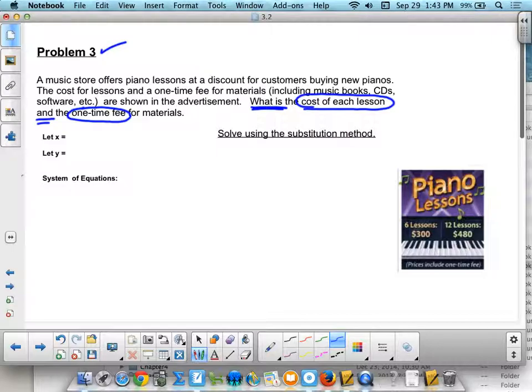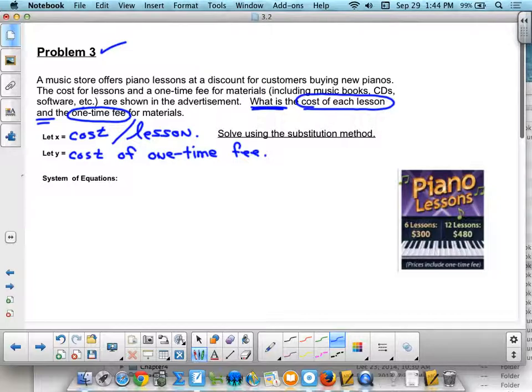Cost per lesson. Okay. Bingo. I'm looking for the cost per lesson. What else am I looking for? The material fee. The one-time fee. What is the cost of that? All right, so there's two things I am going after. How much is it per lesson, and how much is the one-time fee?